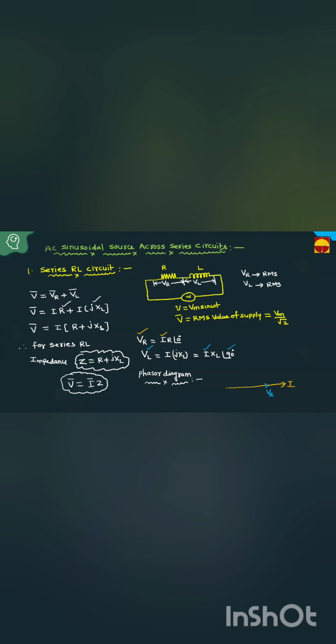Plus 90 means leading. This is I, and this is VL. If you measure in the counterclockwise direction, VL leads I by an angle of 90 degrees. VR is in phase because of 0 degrees. Then VR plus VL equals V.